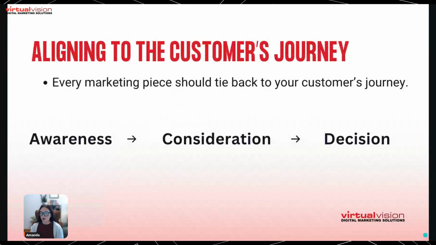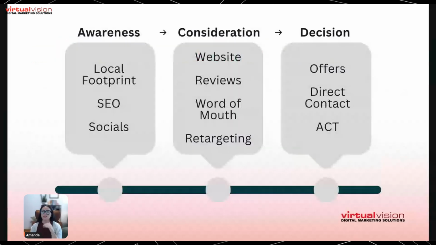But when we talk about auditing your marketing beyond just those pillars, it's really important to note that we want to align our marketing to the customer's journey. The customer's journey from awareness to consideration to a decision-making piece here. And this is just kind of a high level of where each piece fits in: your awareness, your local footprint, your SEO, your socials. This is your brand being in front of people even when they don't need your services yet. Then they get to the point where they do need your services, and we need our marketing to be tailored to them at that period of time.